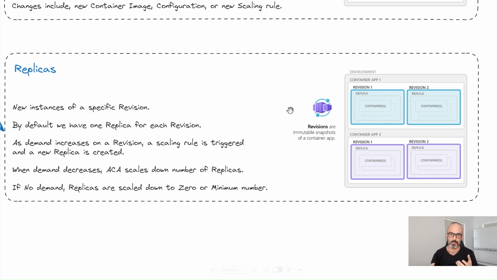When the demand decreases, Azure Container Apps will start to scale down the number of replicas all the way down to 0 or to the minimum number configured. So when you create a container app, you could actually set the minimum number of replicas to be 1 or 2. So even if there is no demand, it would always have 1 or 2 containers. Sorry, I should say 1 or 2 replicas running for you.